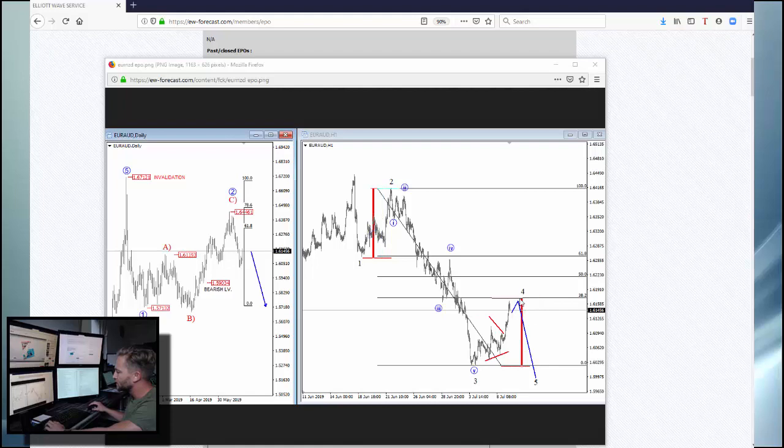So you can see it was the same zone here. 38.2% came in at the same level where wave 4 was equal in distance compared to wave 2. So we had already two very nice technical potential resistance levels. And the next important level was this swing low, which actually was broken and it became resistance right there.